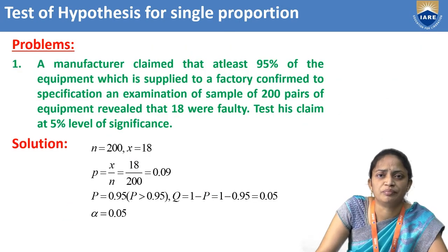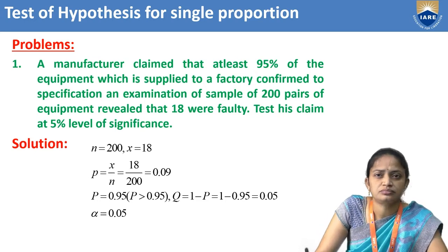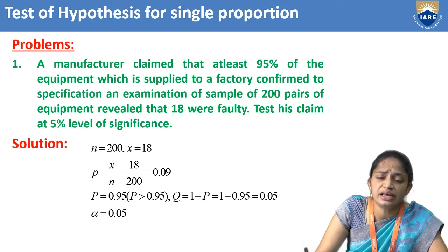Okay, so first problem, a manufacturer. So here we have problems. Our first problem is: a manufacturer claimed that at least 95% of the equipment which is supplied to a factory conformed to specification, and examination of a sample of 200 pairs of equipment revealed that 18 were faulty. Test his claim at 5% level.